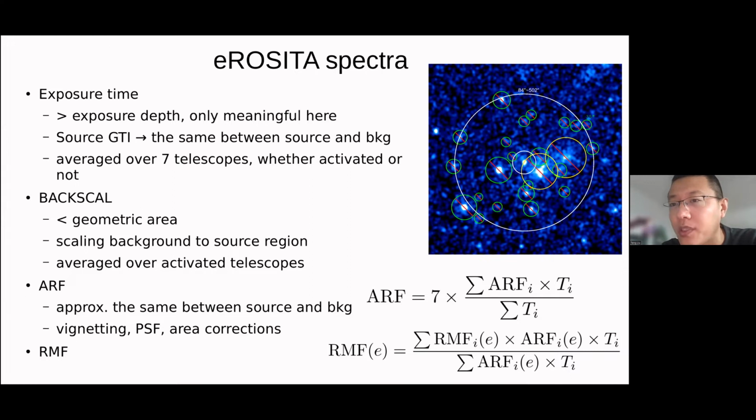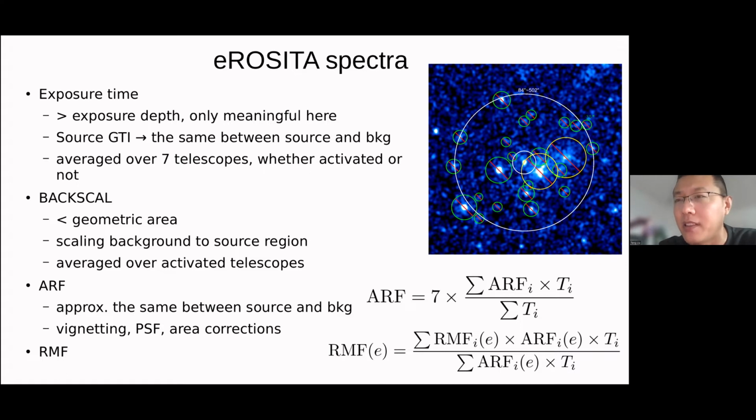For the source, we use a small extraction region, and for the background, we use a large region. As you can see clearly, the larger region always enters the field of view earlier and leaves the field of view later, so it has a longer exposure time. To make sure that the source and the background are observed at the same time, we use the good time interval of the source to extract both the spectra of the source and background, so that they will have exactly the same exposure time.